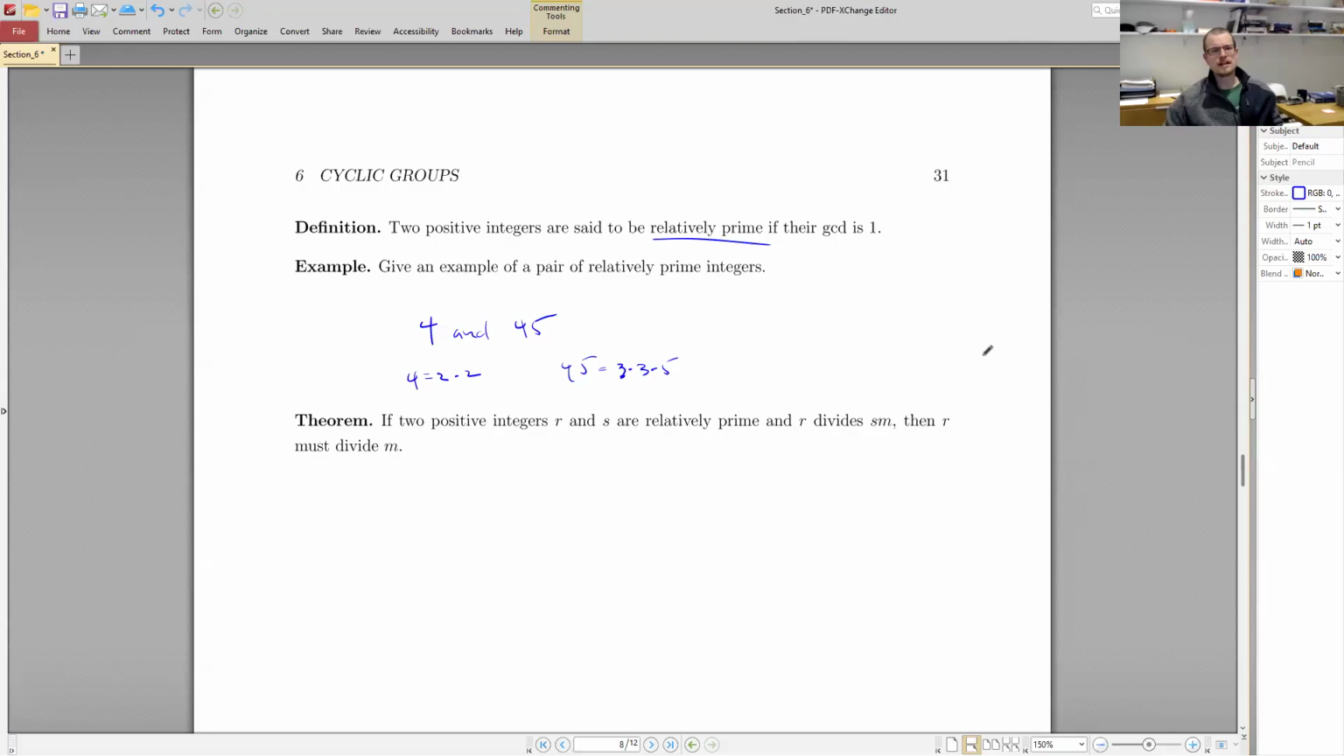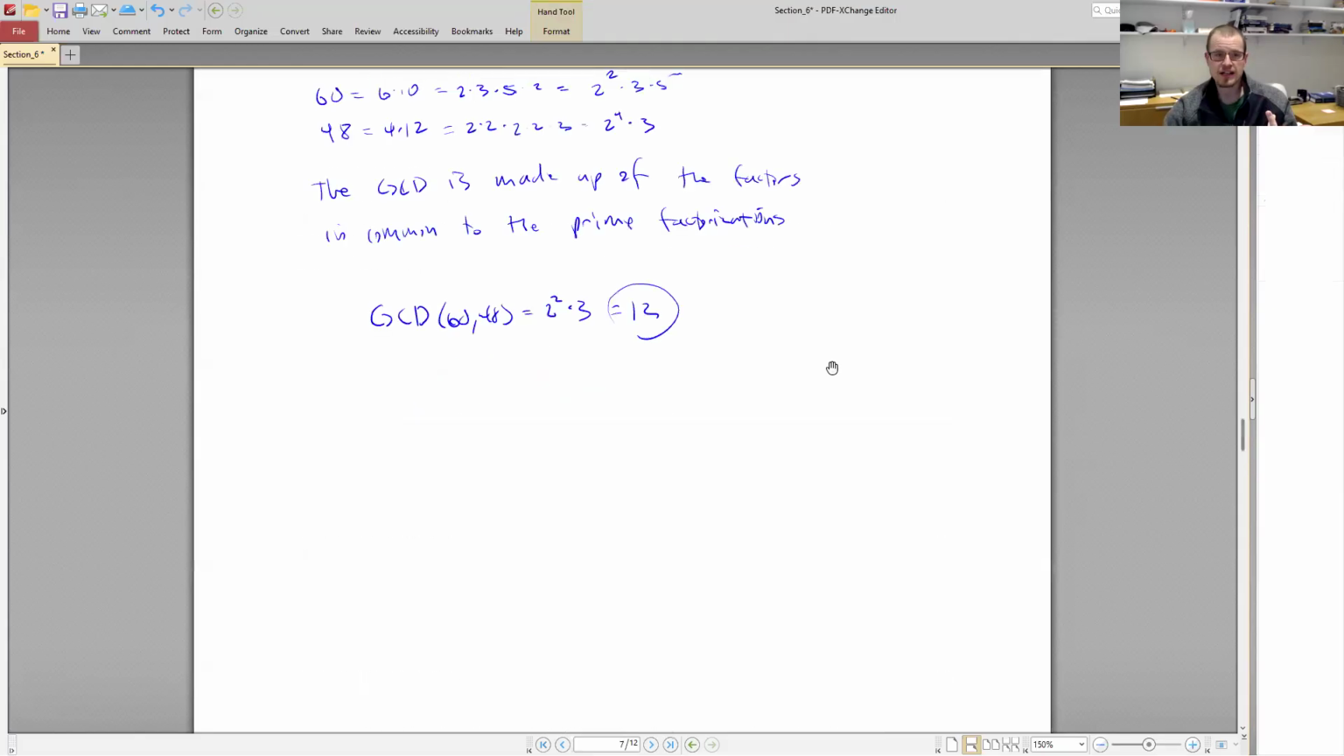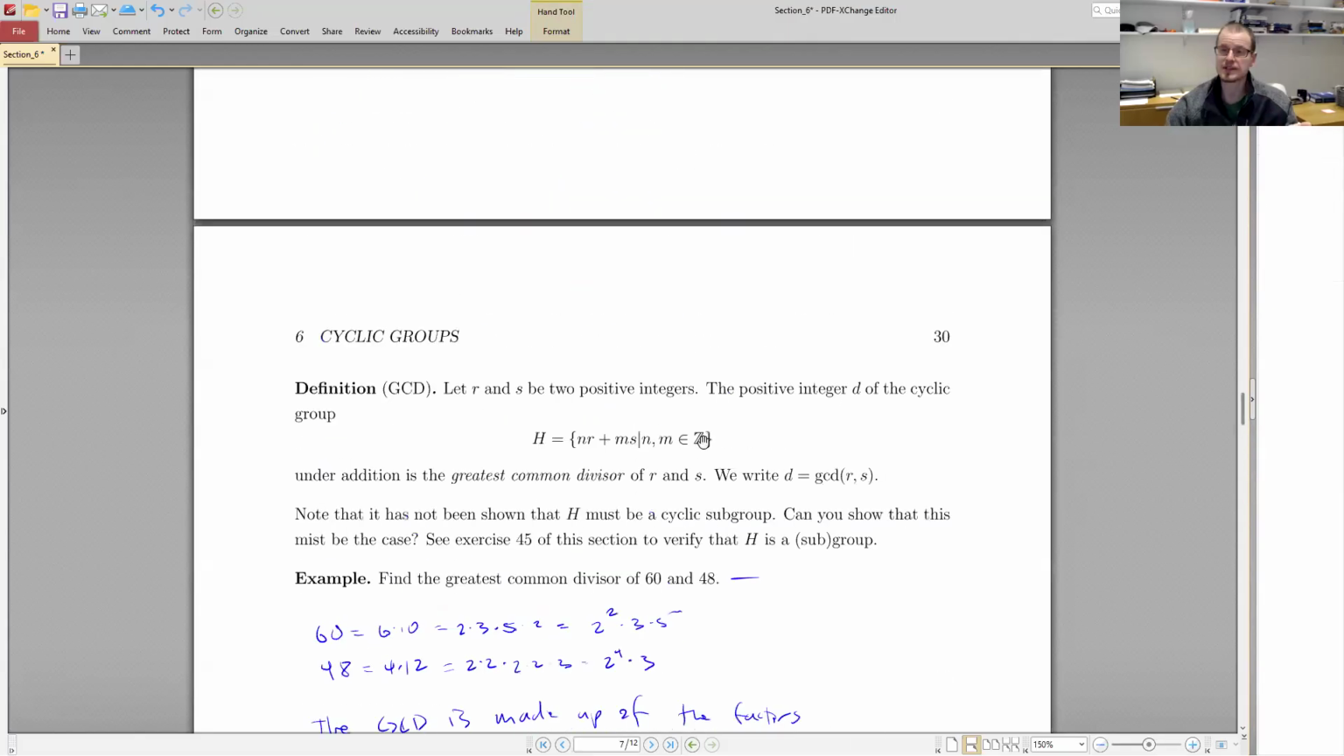The way that we prove this, we're not going to go through a formal proof, partly because our textbook doesn't, but the way that we're going to justify it is through the way in which our greatest common divisor is defined. Our greatest common divisor is defined as the generator for this group where we take linear combinations. And if we're taking linear combinations, then the generator of that group must be a linear combination of those things.